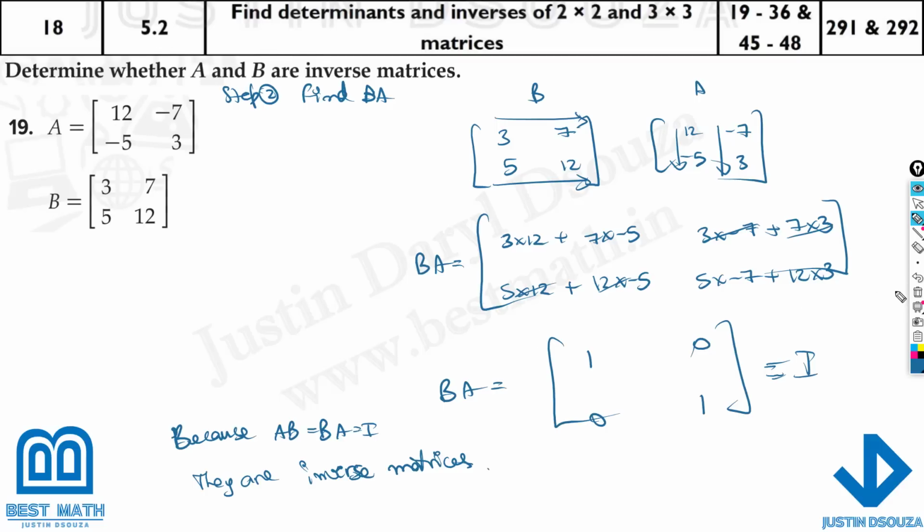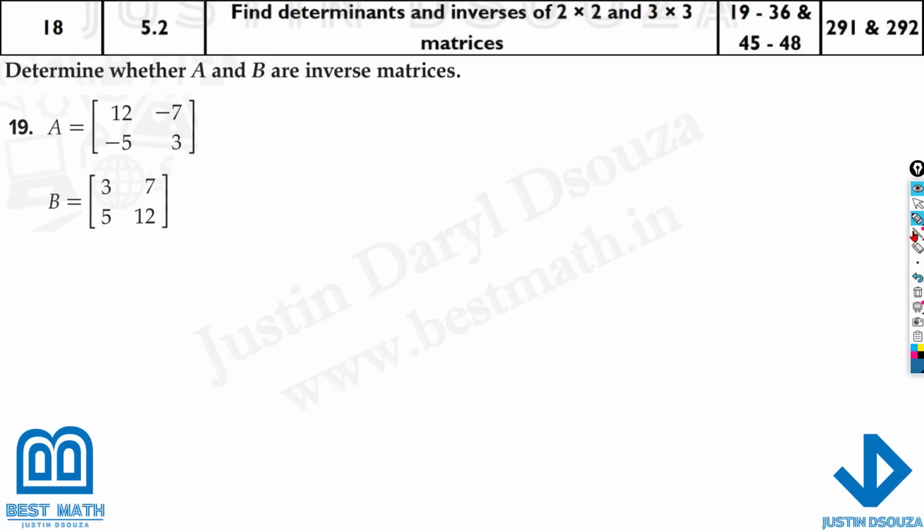So what I'll do is I'll do another method. Now this method is important because inverse is generally found by this method. And even if two matrices are given, absolutely you can find it. Here, step 1: find the determinant of matrix A. Just this much, the determinant.